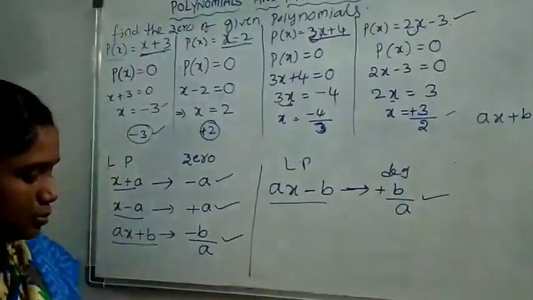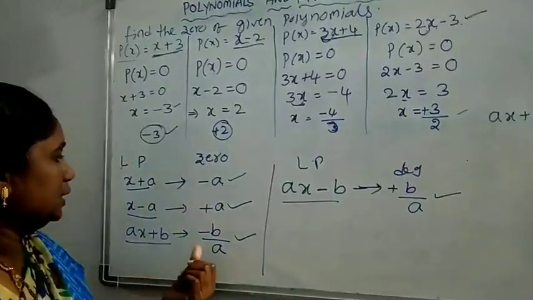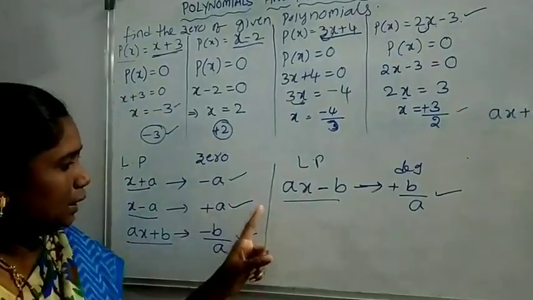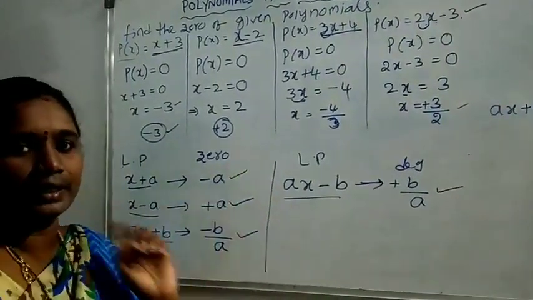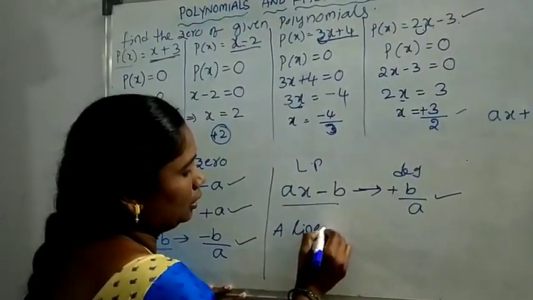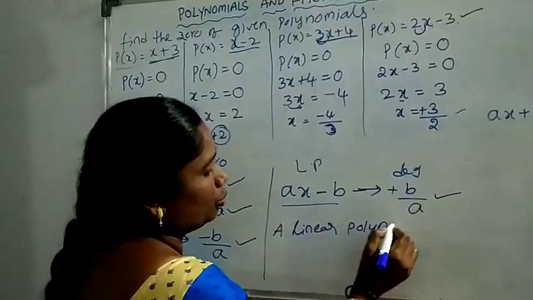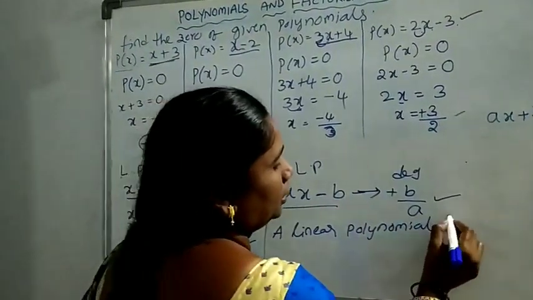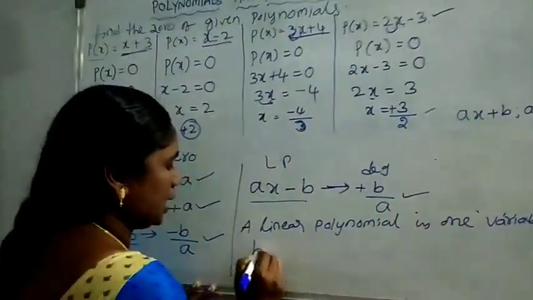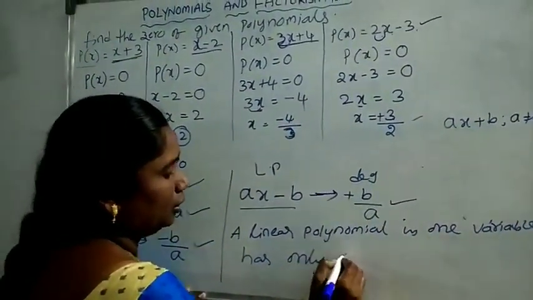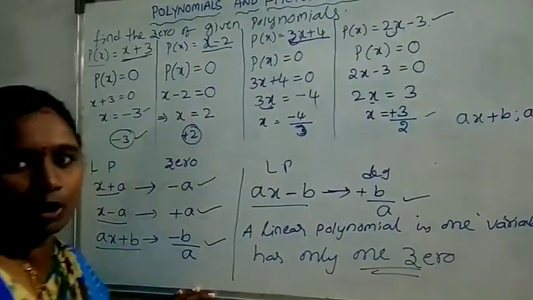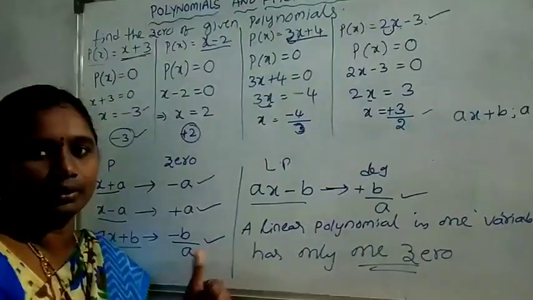So from this we can observe one thing, children. All the linear polynomials have only 1 0. So a linear polynomial in one variable has only 1 0. Okay, children. Now we will see some more problems on the 0 of the polynomial.